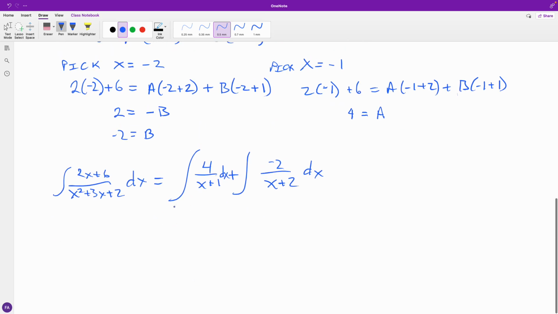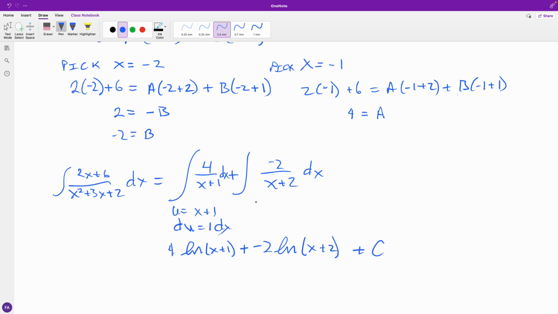All right? So on this first one, if I let u equal x plus 1, that means that du is equal to 1 dx. So what I'm really dealing with is 4 times du over u, which is ln of u. So that's 4 ln of x plus 1. Do the same thing to the next one. So I get negative 2 ln of x plus 2. And then plus c on the end of that, because both of these would have produced their own constant. A constant plus a constant is still a constant. So I just have one constant for the whole thing.